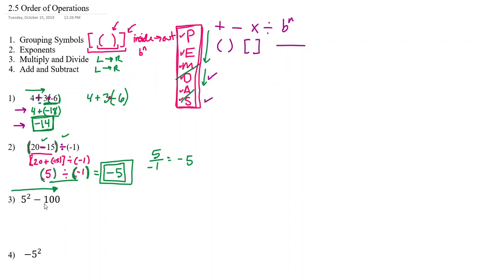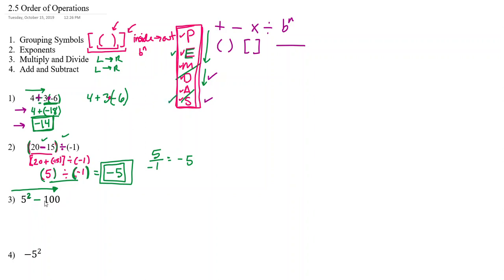5 squared minus 10. What are the operations here? I think you can see really clearly that the only one that we can really clearly see is the minus sign there. We're subtracting. But there's a second operation. What is it? It's the squared. 5 squared. So that's an exponent. And so we do the exponent first, and then we'll do the subtraction second.